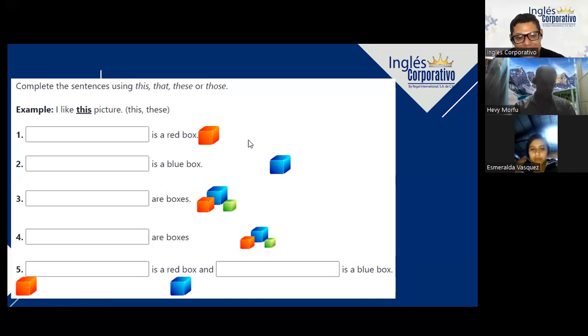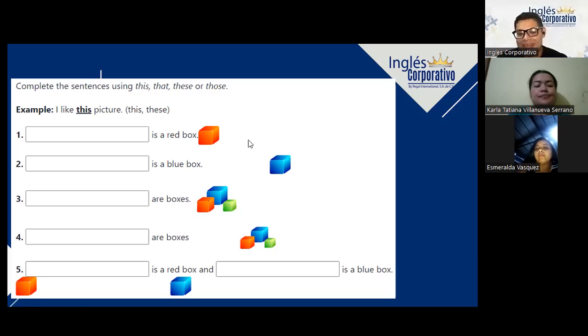It is a red box. En este caso, si está lejos, vamos a utilizar that and those. Si el objeto está cerca, vamos a utilizar this and these. Y tiene que cerciorarse de que el contexto me diga si es singular o plural. Entonces, por ejemplo, la 1, ¿está lejos o está cerca? La caja. Cerca. Está cerca, right? Así que les voy a dar 2 minutitos para que lo completen y luego ustedes me ayuden a contestar. Ok, así que let's work.